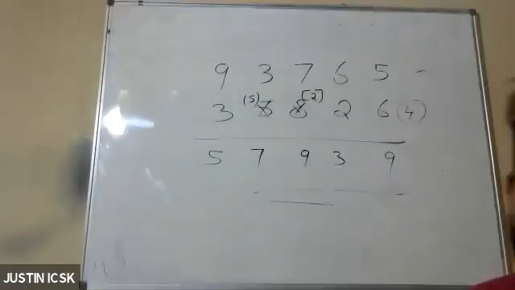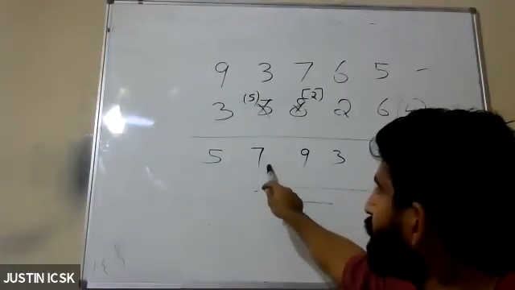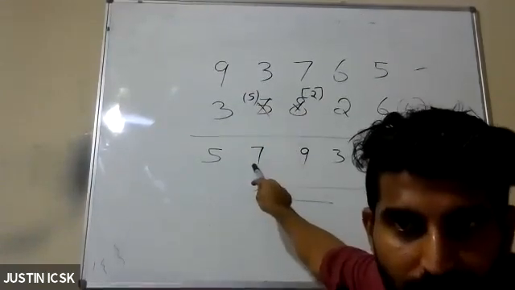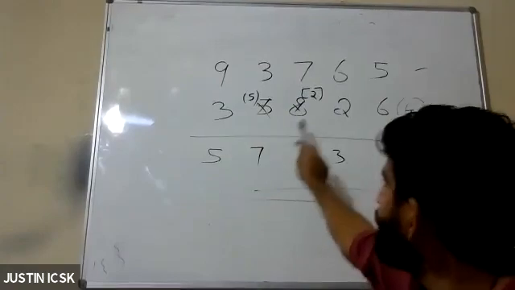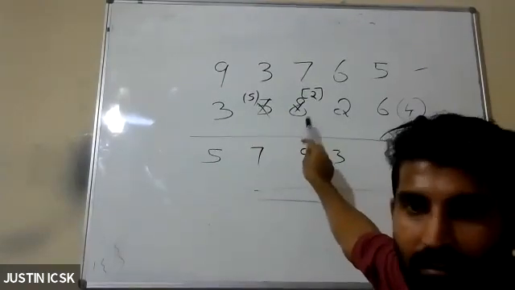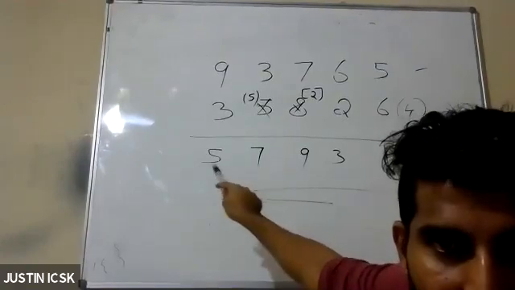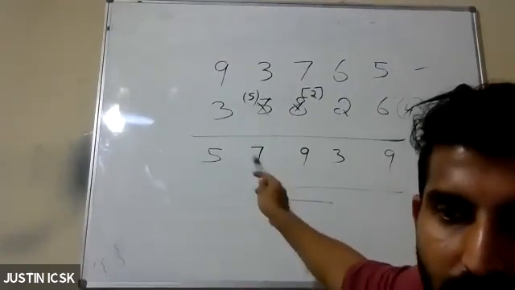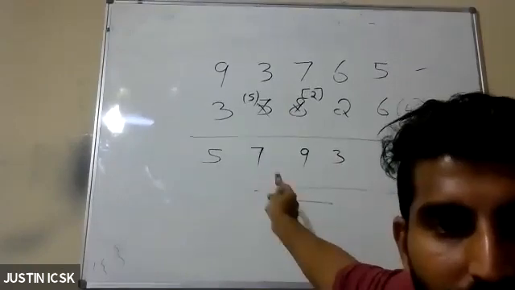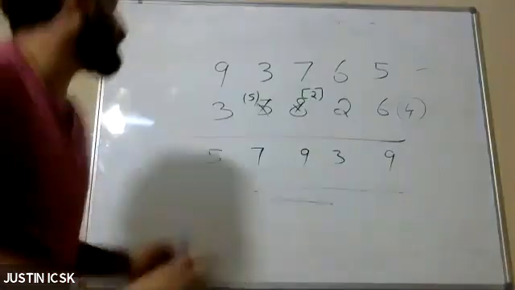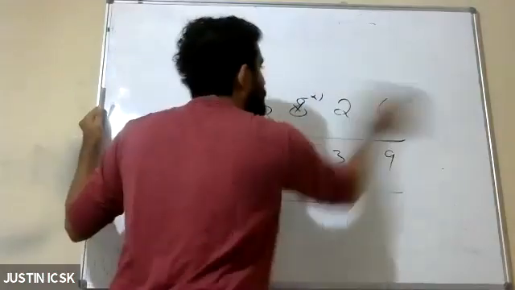57939. Got the answer? Anyone have confusion here? 3 plus 5 is 8 only, but this is indirect. That's why we wrote 7. Whenever you get an answer, check the next one. Okay, one more I'll give. Find the answer within 10 seconds.